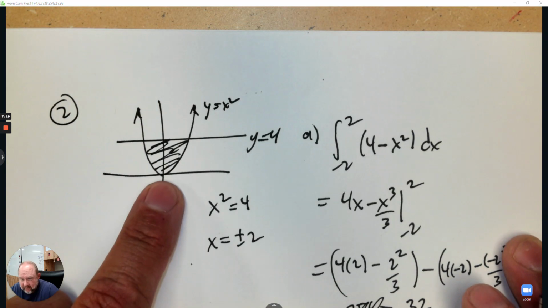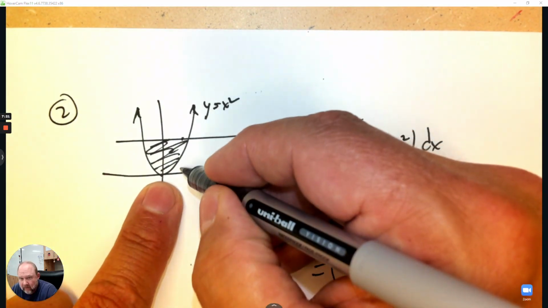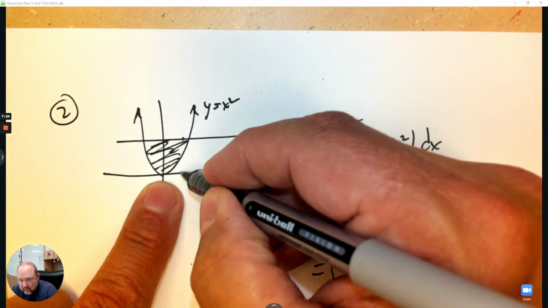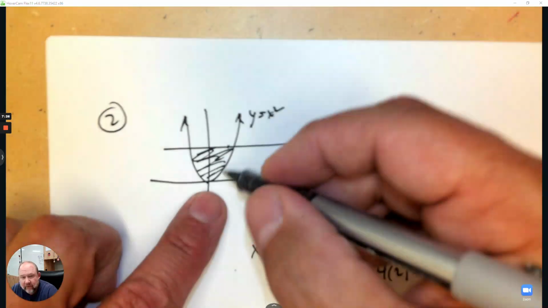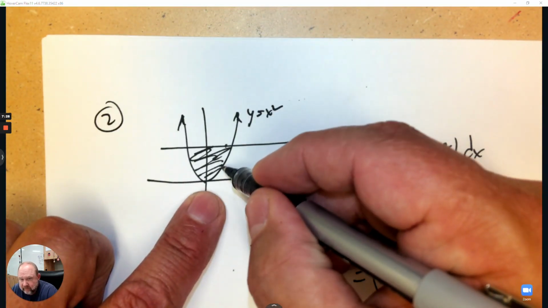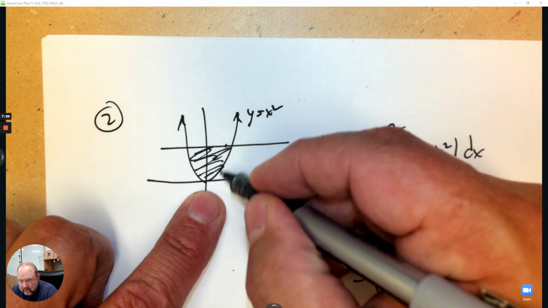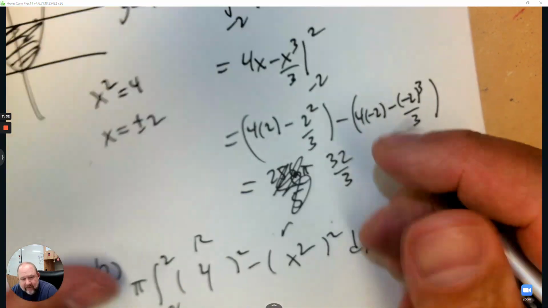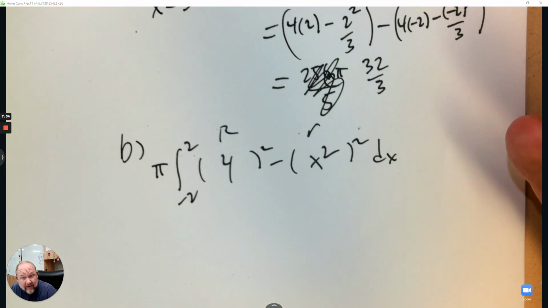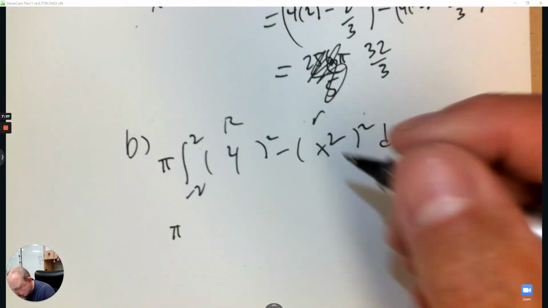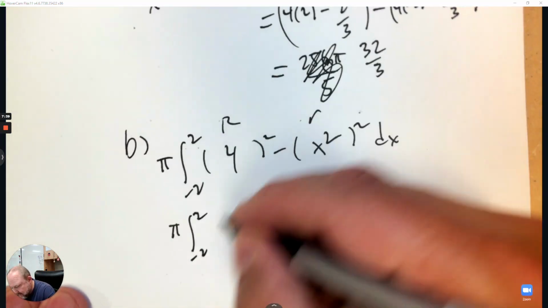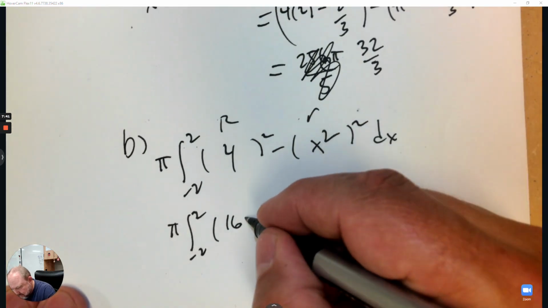And we have a big radius and a little radius to set up. For the big radius, you go from the top all the way to the bottom. That's 4, take away 0. And then for the small radius, you go from the curve, subtract 0. So that's x squared, take away 0, or just x squared. Now there's the setup. We actually have to find the volume. So that is 16 minus x to the 4th.